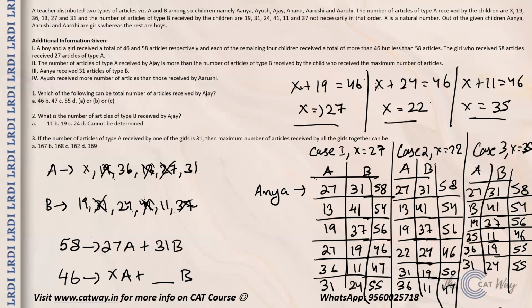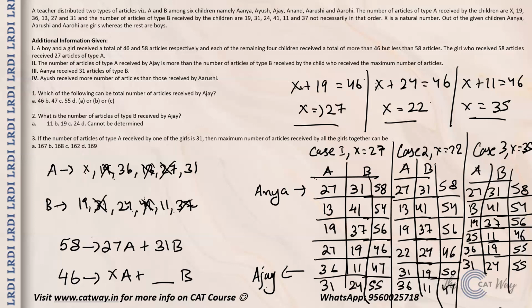So in all the cases, the maximum number of articles is 58, and that person has received 31 type B articles. So that means Ajay needs to receive more than 31, so 36 articles of type A. Here, this one will be Ajay, because he has received 36 articles of type A, which is more than the type B articles of the highest number receiver.